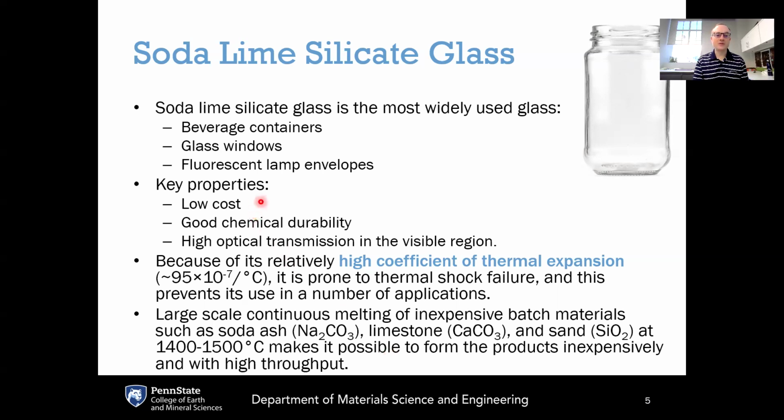Some of the key properties of soda-lime silicate glass are, first of all, it's low cost. So it's made primarily from soda ash, limestone, and quartz sand, all of which are abundantly available in the Earth's crust. So these are low-cost raw materials. By lowering the melting temperatures, this also lowers the cost that is associated with actually making the glass.